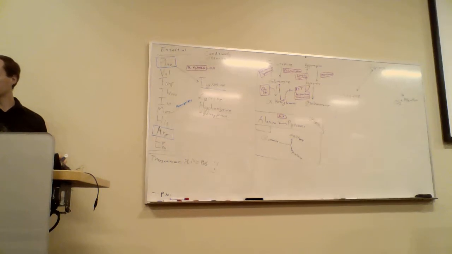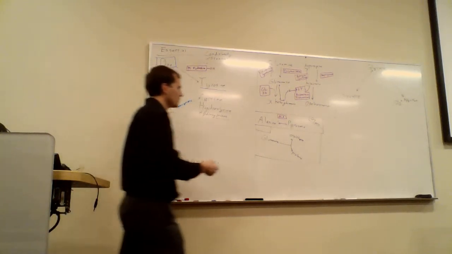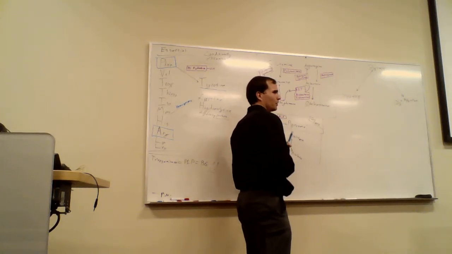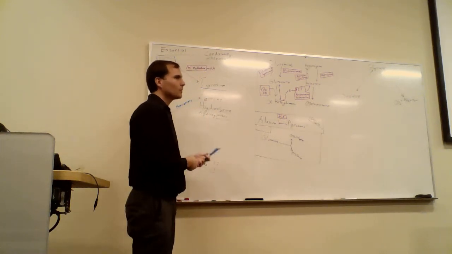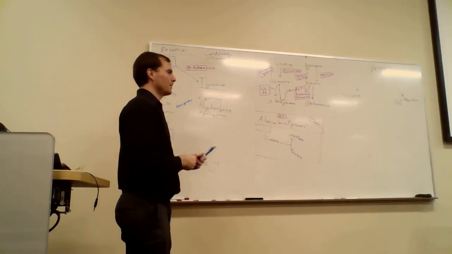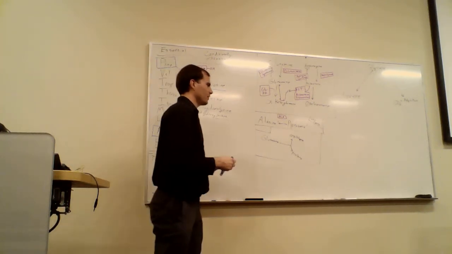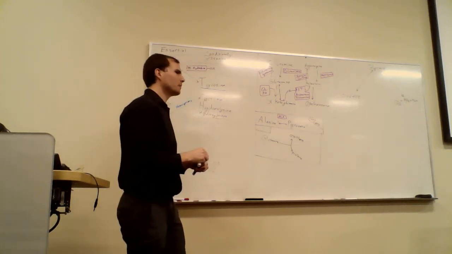Let me take a look here. Arginine is one that can also become ornithine, as was shown in the urea cycle. So there's more than one way to make ornithine. But I don't think that we use arginine necessarily to make proline. I think it's more just an intermediate of the pathway.